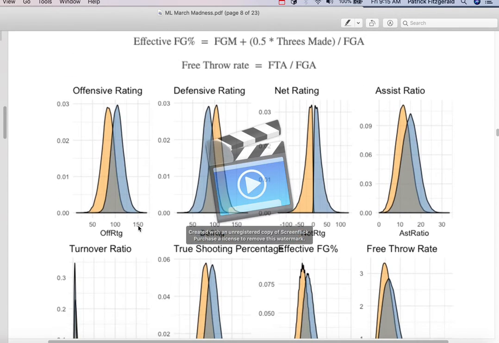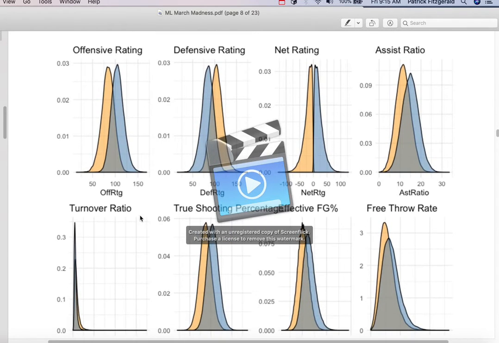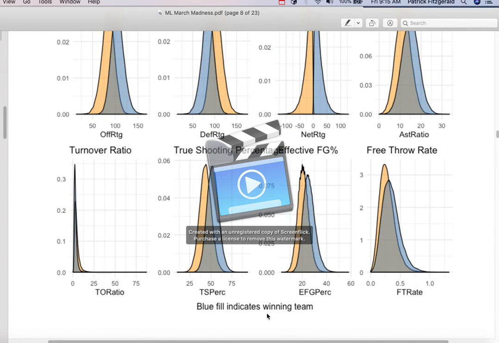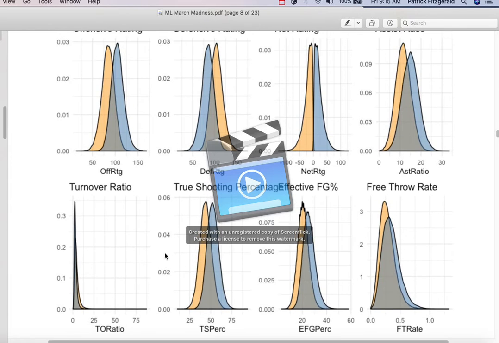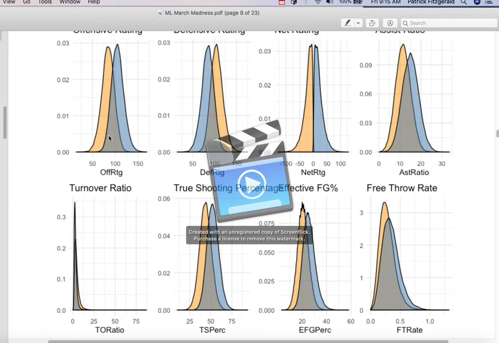So you can see some of these ratings. The blue is a winning team, and the yellow is the losing team. So you can see that typically the blue team has a higher offensive rating, which is a good thing, and a lower defensive rating, which is a little bit surprising, but perhaps not. Their net rating, the blue team, or the winning team, obviously much higher.